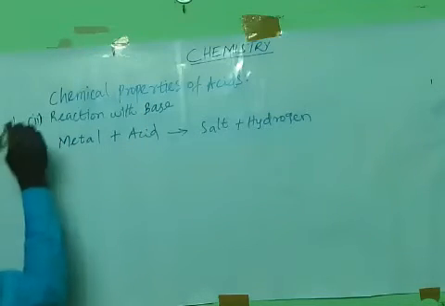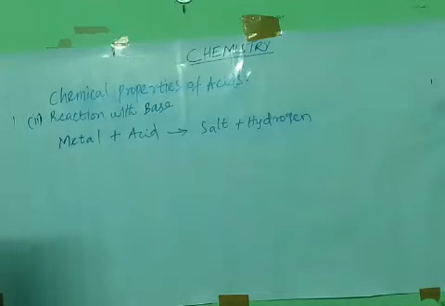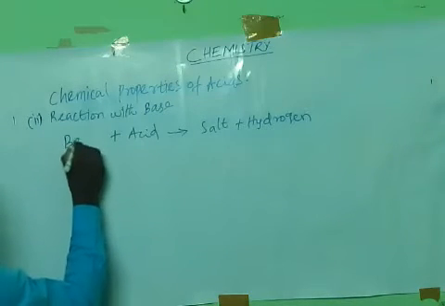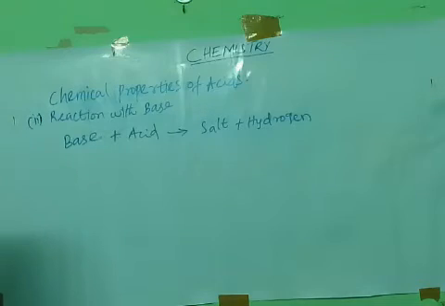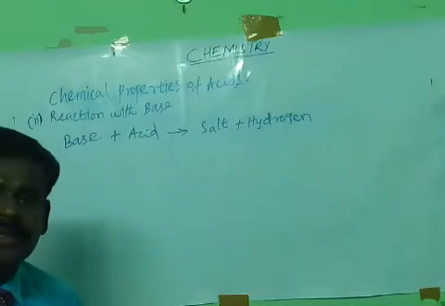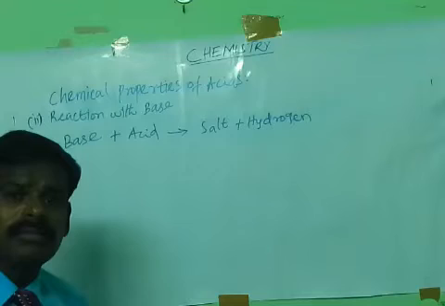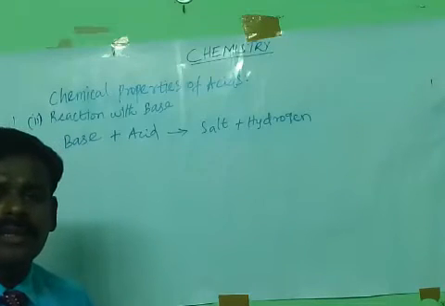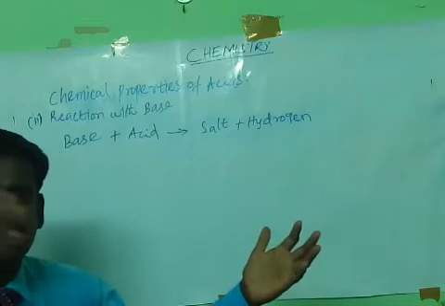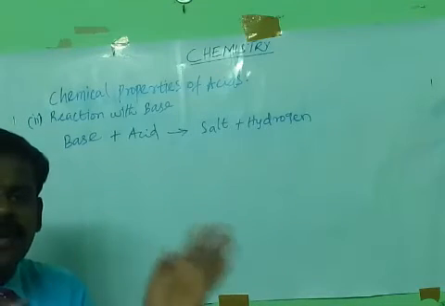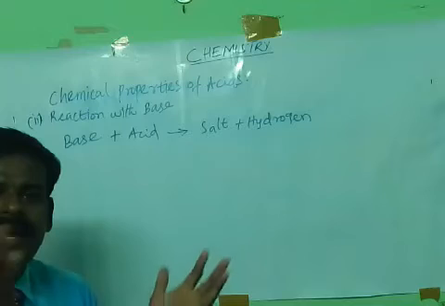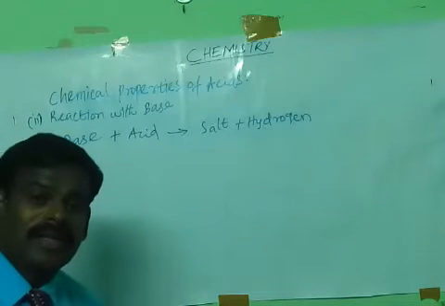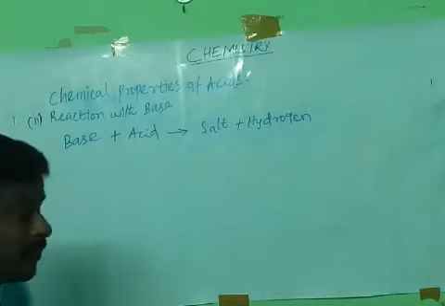The third one is reaction with the base. In the place of metal, we are going to add base. What is base? Opposite of acid. What will happen when acid is added to base? Acid is positive, base is negative. So what will happen? It will neutralize each other, nullify the acidic character. Base will nullify the acidic character.